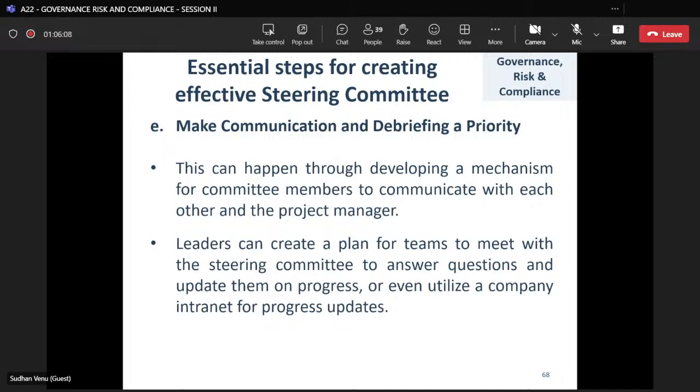What we need to update and what is the progress of the project, how the project is going to be handled. So all the communication and the debriefing of the priority things will be carried out in this session by way of making the communication.